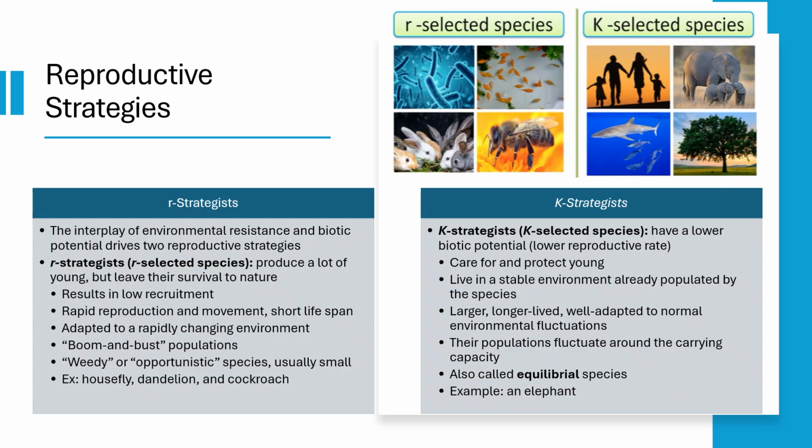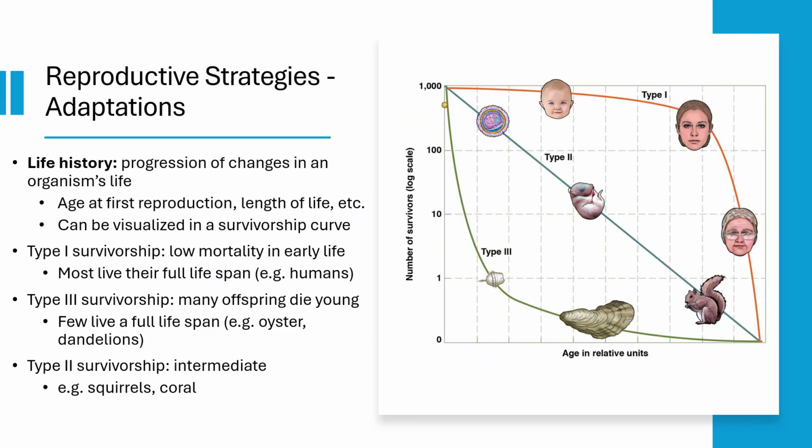In addition to the r and K reproduction strategy, simply by looking at the life history of an organism, you can pretty much predict what the survivorship of that organism will be. The life history is things like the age at first reproduction, the length of life.